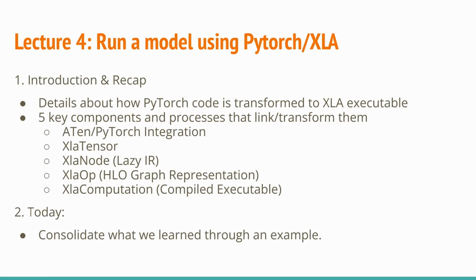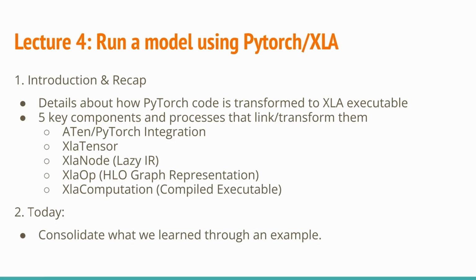Before we get started, as usual, let's have a quick recap of our last lecture. In our last lecture, we really dug into how Pytorch code gets turned into an XLA executable. We introduced 5 main parts of that process: the atom Pytorch integration, the XLA tensor, XLA node, XLA operation, and XLA computation. We walked through a super simple example to show what each component does and how they are related. I hope you now have a solid idea of how Pytorch XLA works under the hood.